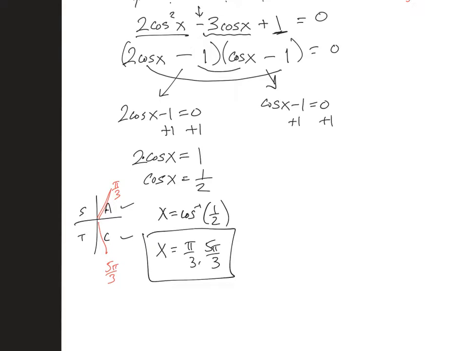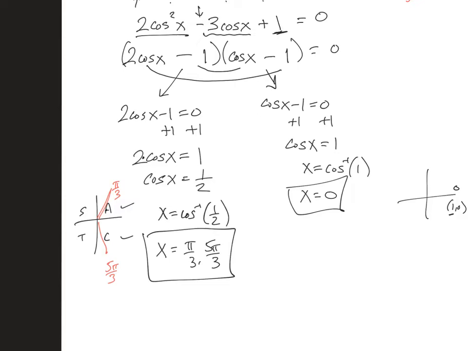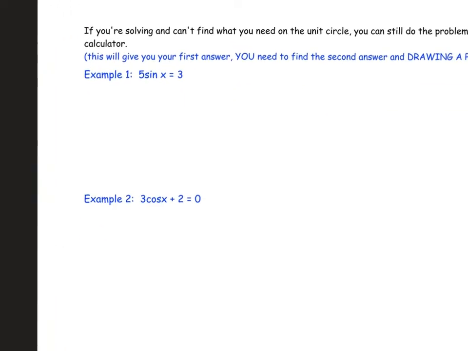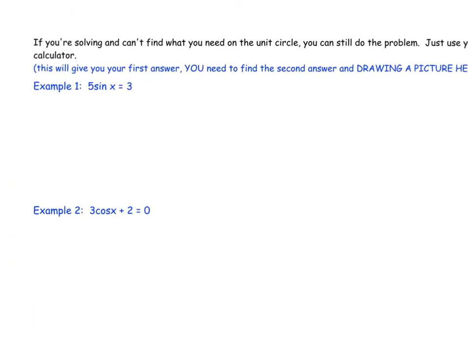And then over here we're going to add 1. And then I will do the inverse cosine of 1. And where do we get a 1 in the cosine spot? That happens right there at 0. So those are our 3 solutions. I'm going to skip that one just because of time. And then these will be the last ones right here.